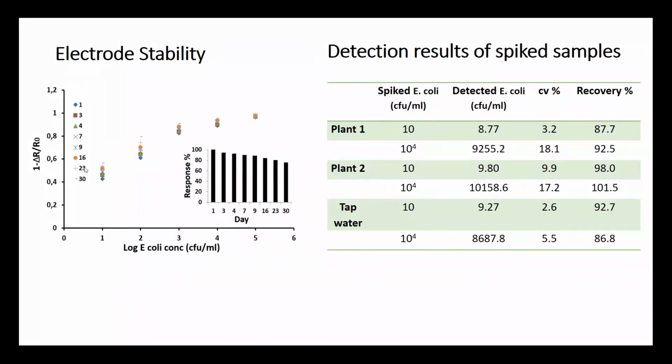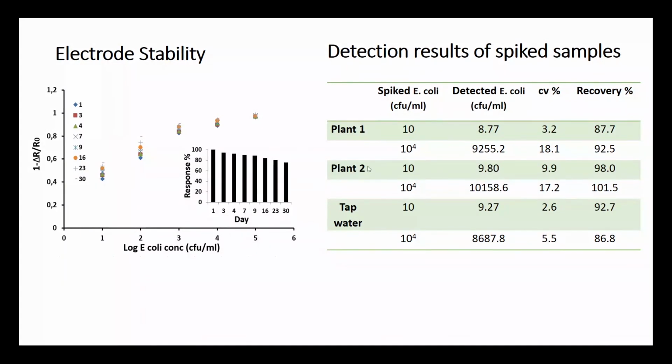Electrode stability. We tested the same sensing surface, the same nano device, again and again over 30 days, with 5 different concentrations every day. So we still have even 80% stability of the surface. And again, we tried to make spiked sample detection.